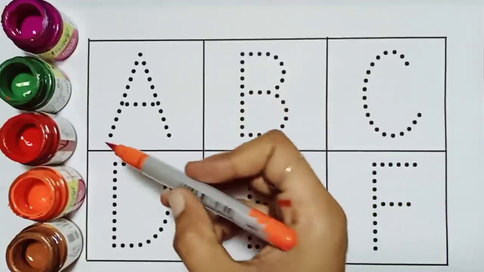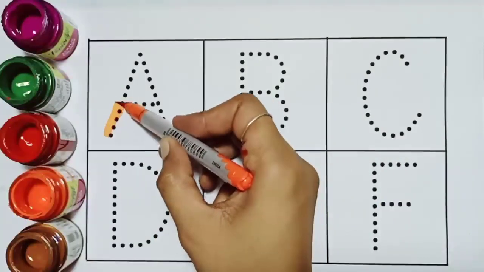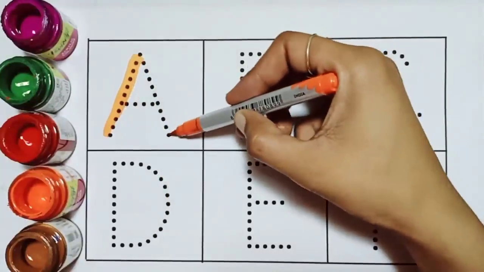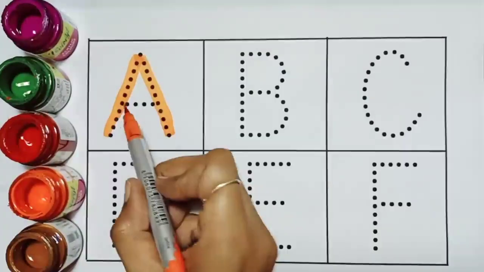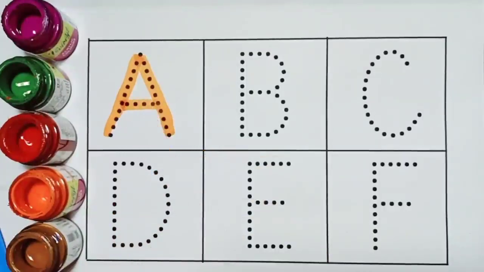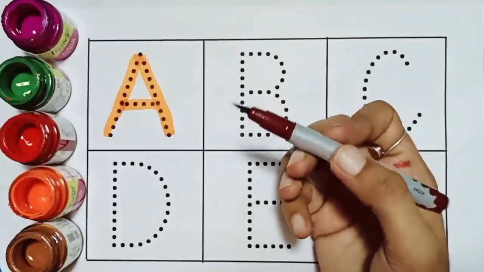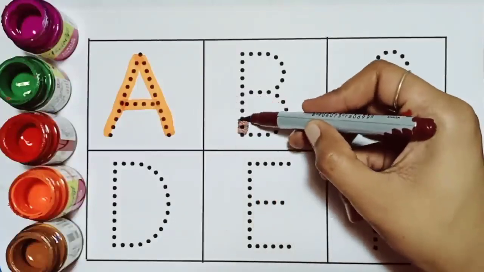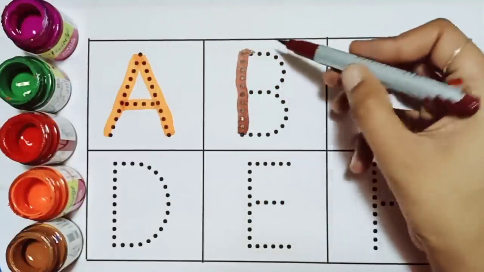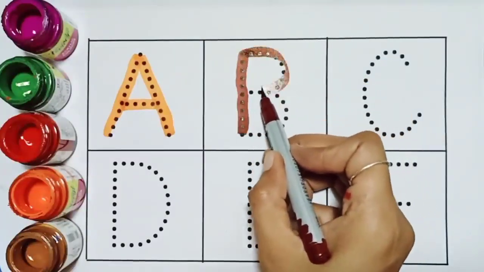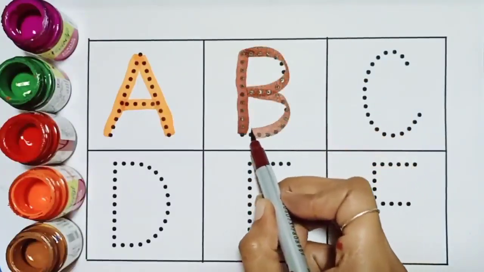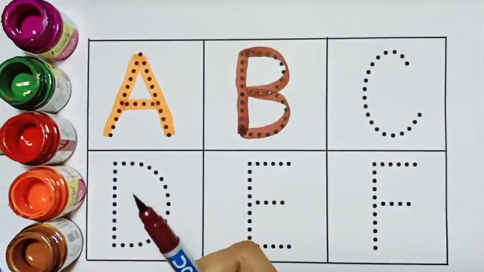Orange color. A. A for apple. Brown color. B. B for ball.